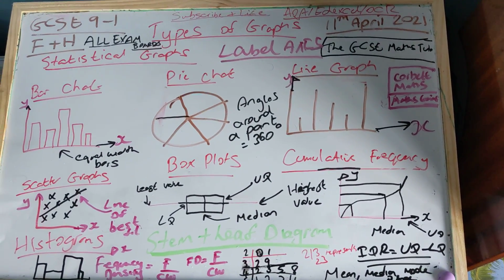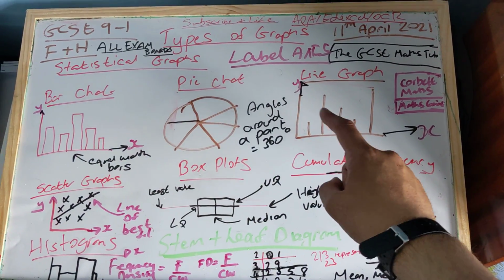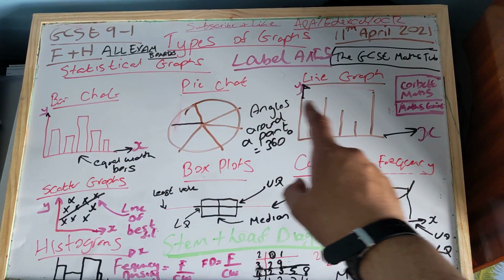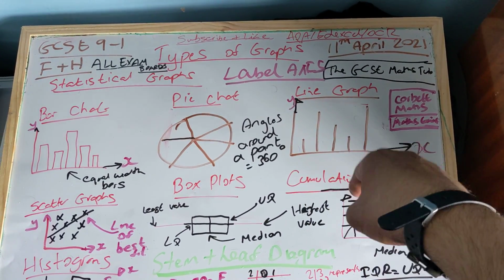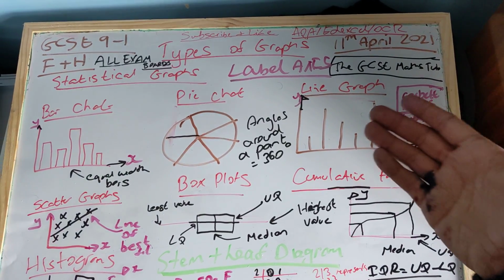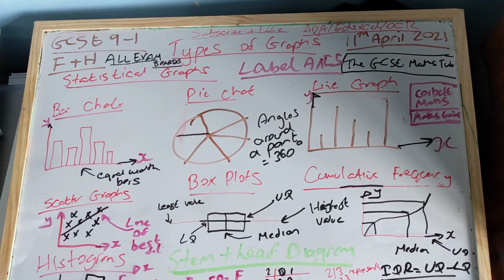Right, guys, looking at line graphs now. Line graphs look like this. Again, it's identical to a bar chart, but rather than a bar, it's just a line. So that's a little line graph there.